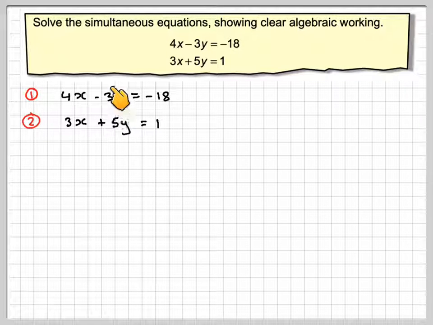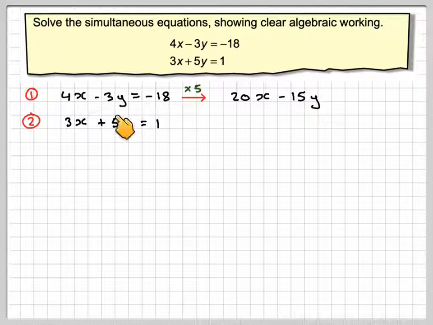Right, I want to make the numbers here the same. So in order to make them 15, I'd need to multiply the top one by 5 and the bottom one by 3, i.e. with the lowest common multiple of 3 and 5. So multiplying by 5, I'm going to get 20x minus 15y is equal to, now don't forget to do the minus 18 times 5, which is minus 90.